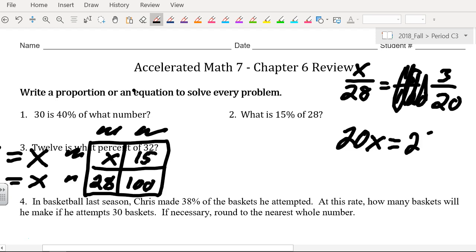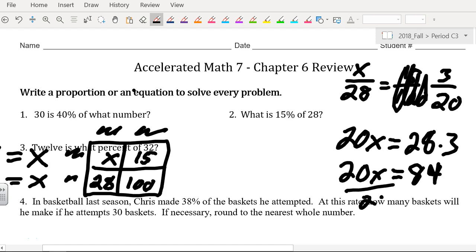28 times 3. I don't know what that is. Did anybody do that? 28 times 3? That sounds good. 20x equals 84. Okay? Then we divide both sides by 20, and I'm assuming it's going to be the same answer, which was what? 4.2? Okay. Any questions? We good?